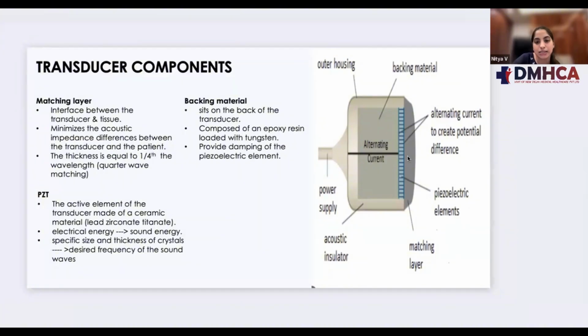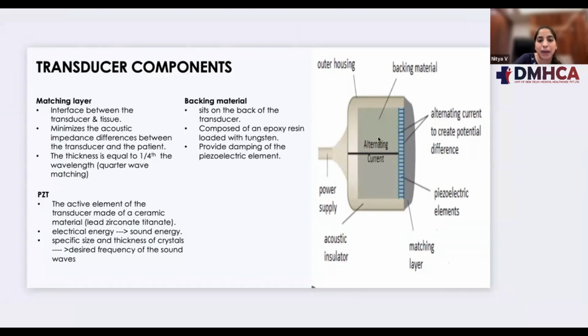Then the next layer is the piezoelectric element. It is the active element of the transducer, the piezoelectric crystals, which are composed of a ceramic material, lead zirconate titanate. The purpose of the piezoelectric crystal is to convert electrical energy into sound energy, right? And every probe has a different frequency. How is that possible? That is possible because the piezoelectric crystals are of specific size and thickness in each probe. That is providing the desired frequency to that probe.